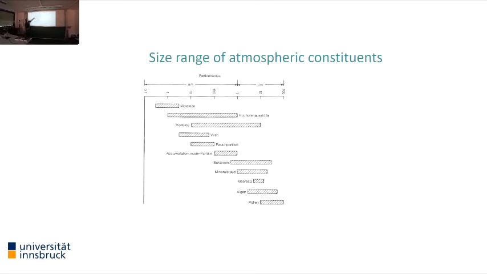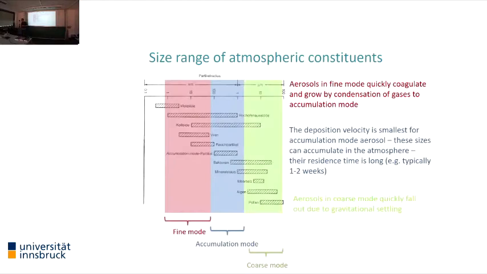I think this is an old figure, though. What we know now is the typical size of a virus in the atmosphere, for different strains, goes from 20 to about 300 nanometers. Again, putting it in the context of atmospheric lifetime, we can typically clump those sizes together and say this is the fine mode, accumulation mode, and coarse mode.